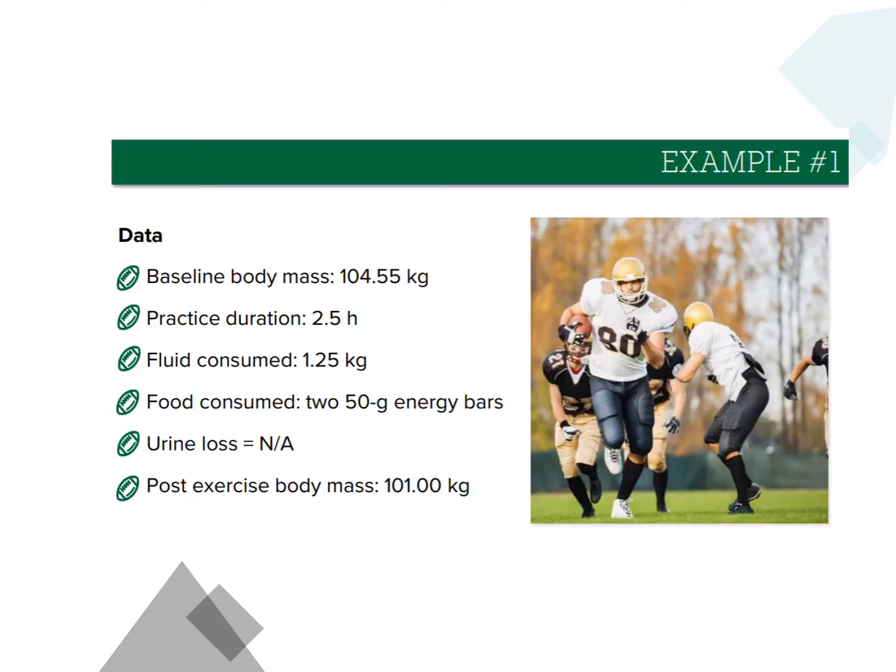So here's an example. Body mass of a football player in this example, 104.55 kgs, 2.5 hours of practice, consumed 1.25 kilogram of beverage, and had 2 energy bars, did not urinate during practice, and we have a post-exercise body mass of 101.00.